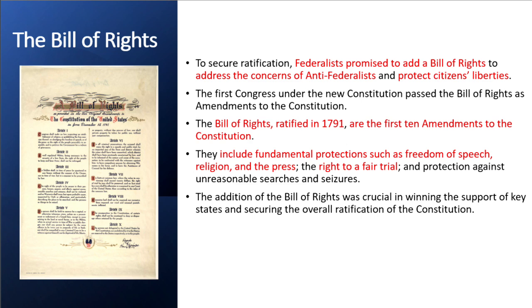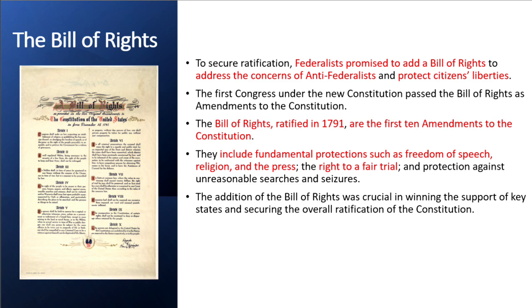So the Bill of Rights wasn't just like a bonus feature. No. It was a crucial element in getting the Constitution ratified. Interesting. And what kinds of freedoms did it protect? Oh, all the big ones. Freedom of speech, religion, the press, right to bear arms, protection from unreasonable searches and seizures, right to a fair trial, all the freedoms we often take for granted today.